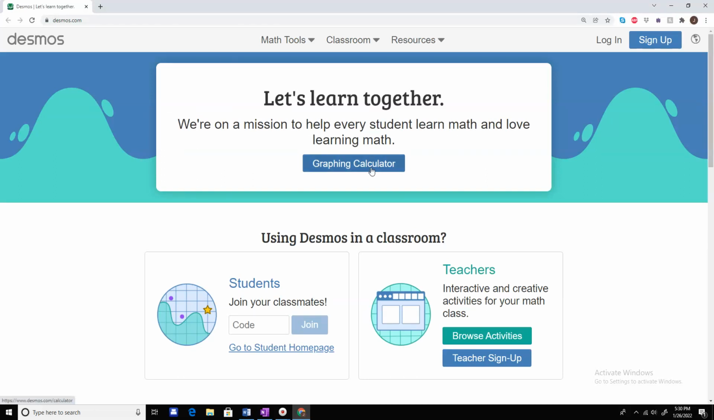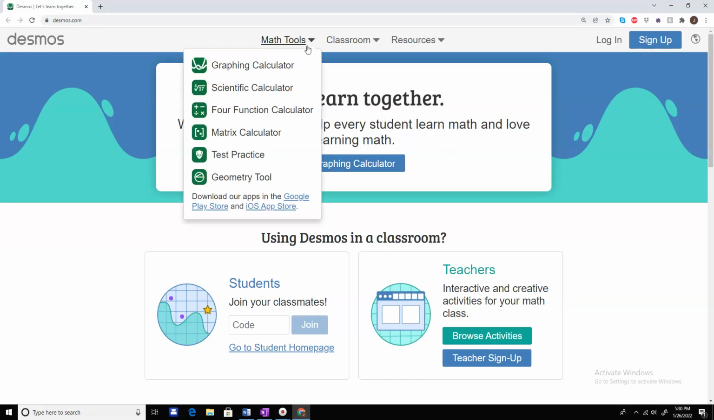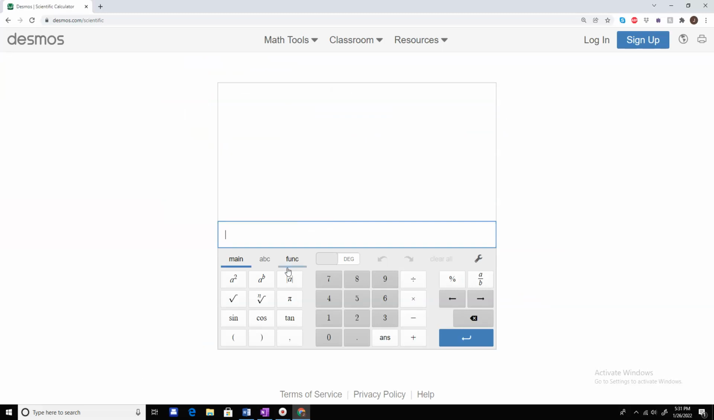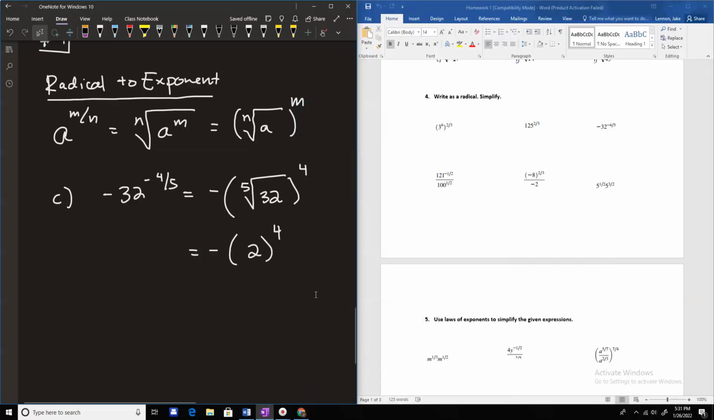So you can do the graphing calculator, but there's also a scientific calculator if you click Math Tools. So with the scientific calculator, say we wanted to do that 5th root of 32 and we were having trouble doing it, we could just type it there. We could type the 5 as the root and the 32 is the number, and then it tells you the answer is 2. So if you're struggling to identify the powers, you can use desmos.com and choose the scientific calculator. Okay, so that was C.